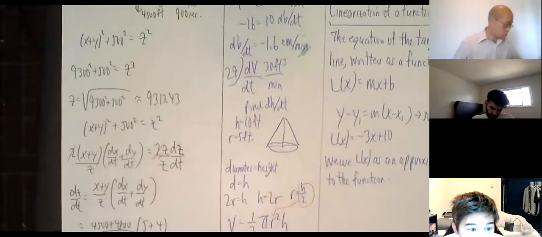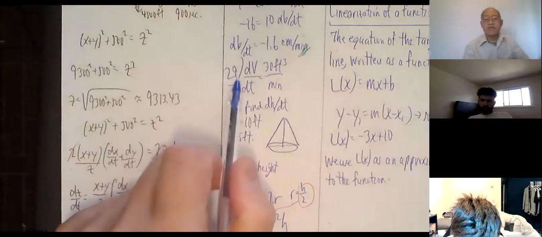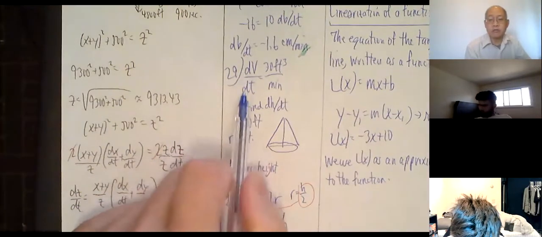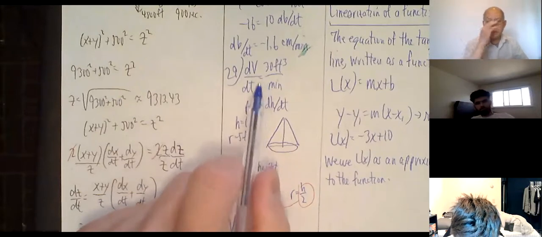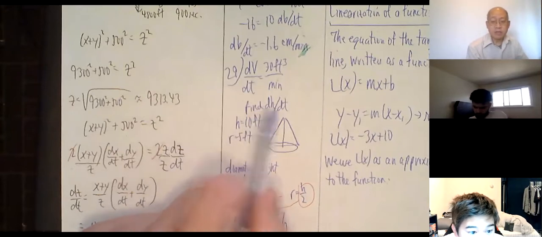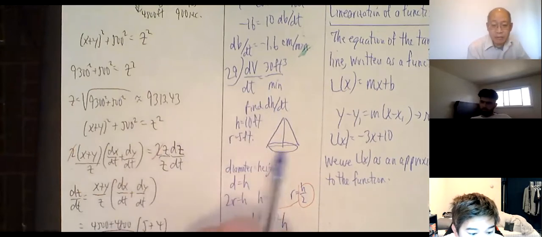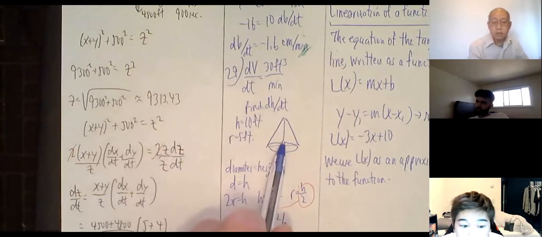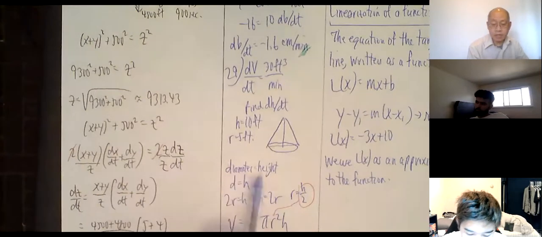So here's the picture. Important data: dV/dt, the rate of change of volume with respect to time, is 30 cubic feet per minute. And it said, how fast is the height changing with respect to time? We're finding dh/dt. Now it says the diameter and the height are equal. So if the height is 10 feet, the radius would be 5 feet, right? Diameter equals the height.